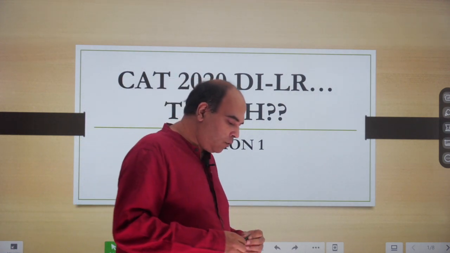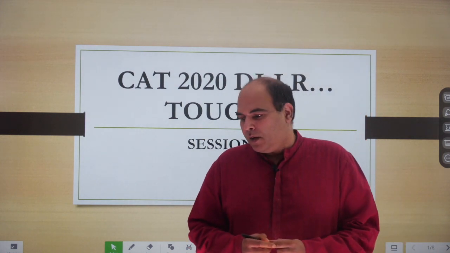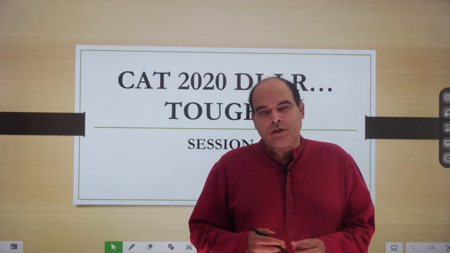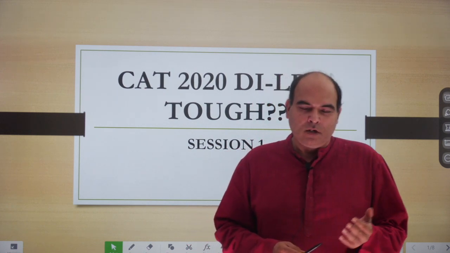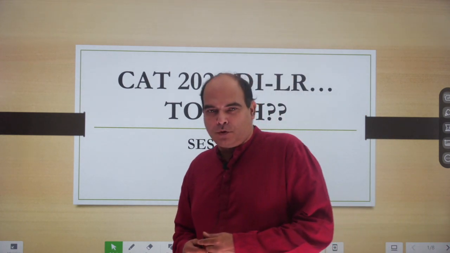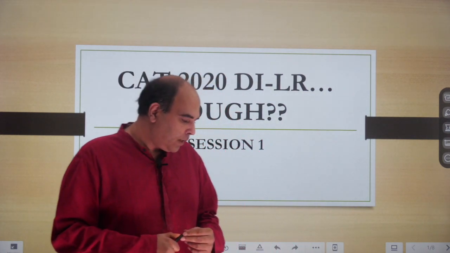Those of you wanting to know, the 9th edition of the Quants book is expected to come in end of May, and the DI and LR new editions, I think DI 7th edition and Logical Reasoning 6th edition, they will be coming sometime towards June. So those of you waiting for those books, you can look out for that.